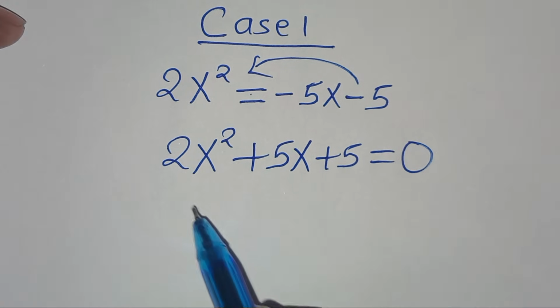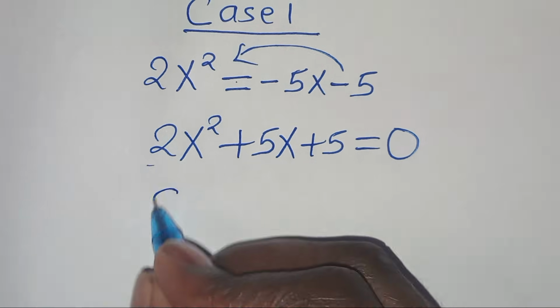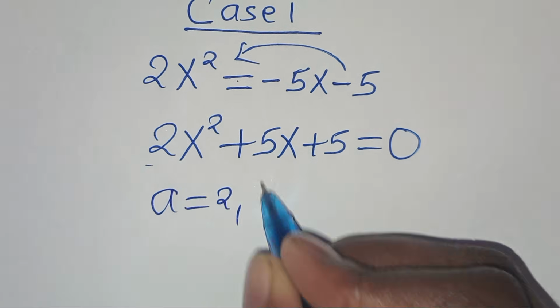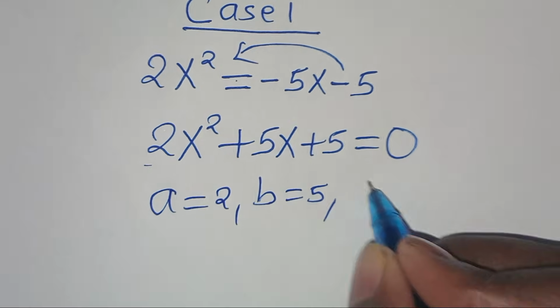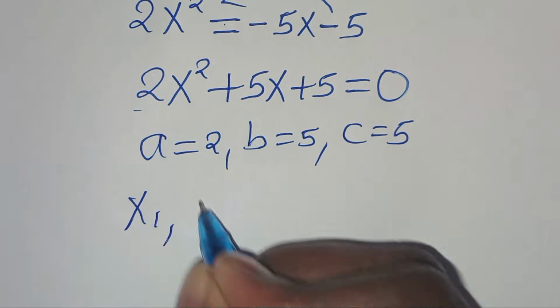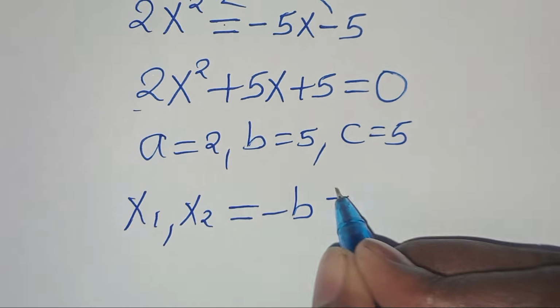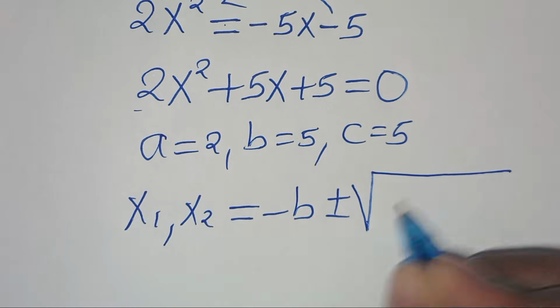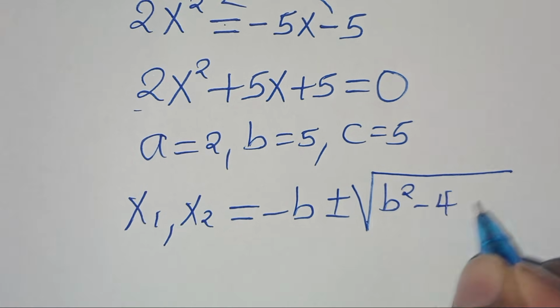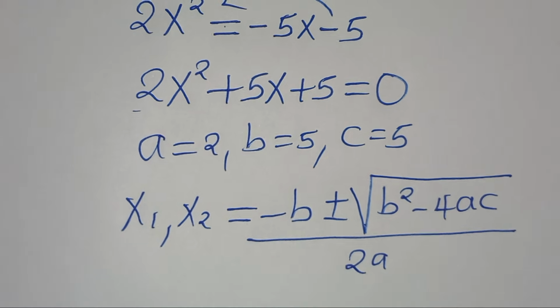So this is a quadratic equation such that we have a equal to 2, b equal to 5, and c equal to 5. So we can solve for x1, x2 by applying the quadratic formula, which is minus b plus or minus the square root of b squared minus 4ac, everything here divided by 2 times a.